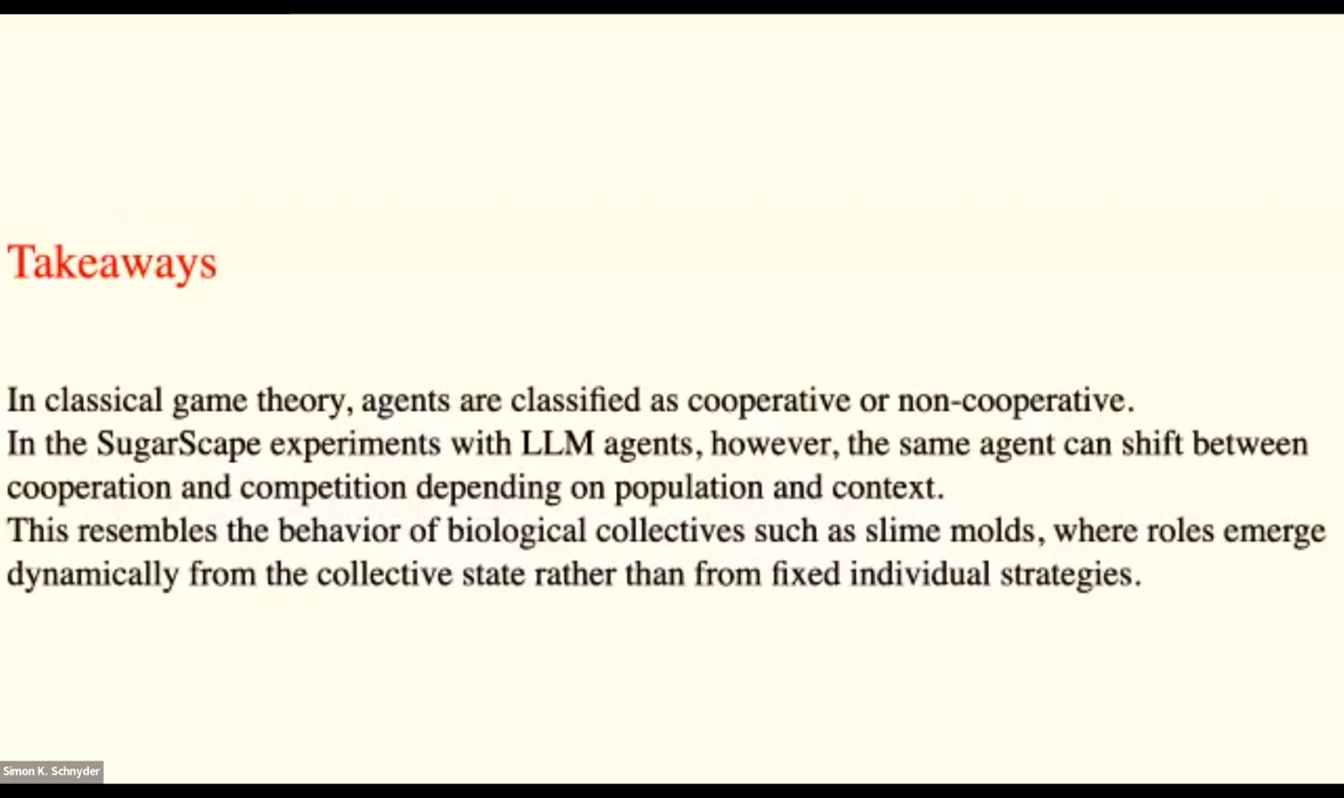So the takeaway from here is that in classical game theory, agents are classified as cooperative or non-cooperative. But in this game with LLM agents, the same agent can shift between cooperation and competition depending on the population and context. So this resembles the behavior of biological collectives such as Tetrahymena and other things.